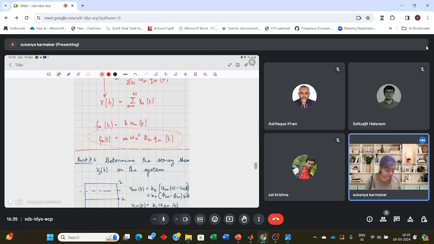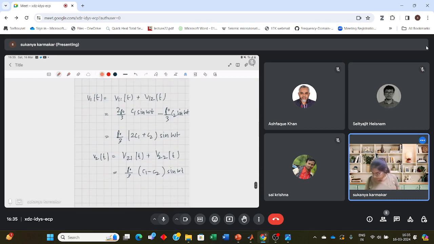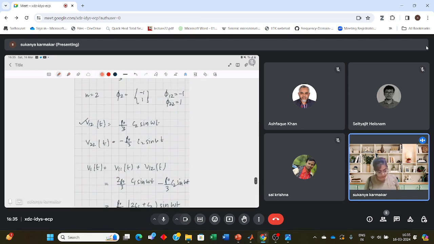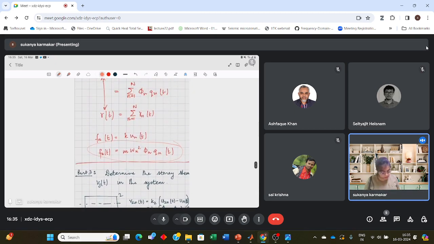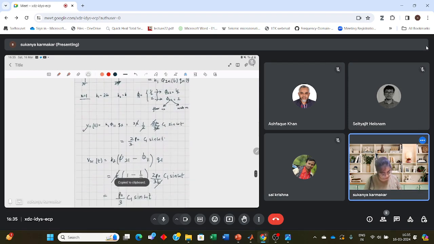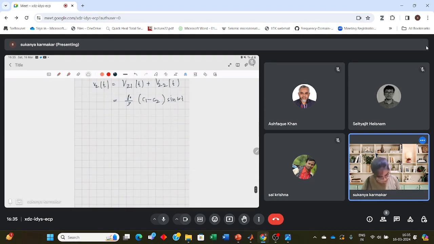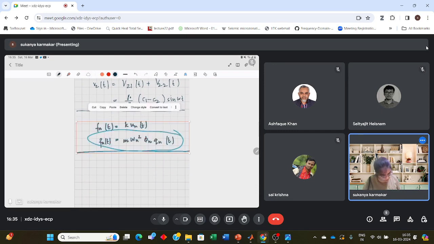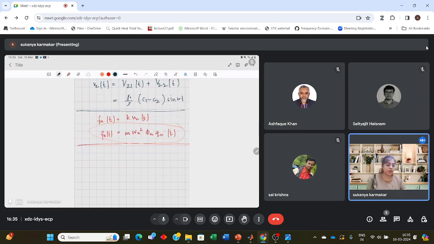Let's look at the alternative method for this part 3, where we'll be using this expression: f_n(t) is m omega_n square phi_n q_n(t). So let's copy this. We're using this concept now.